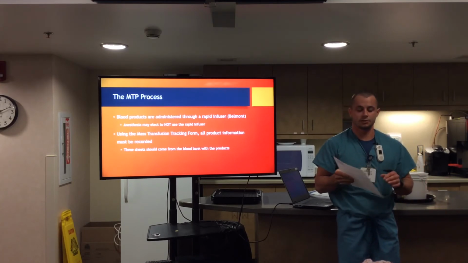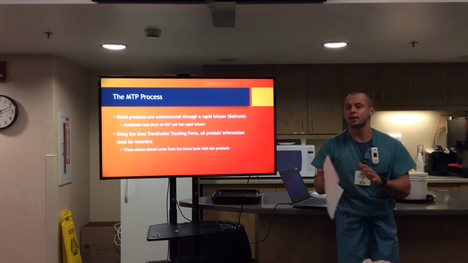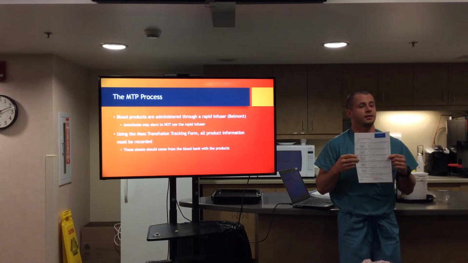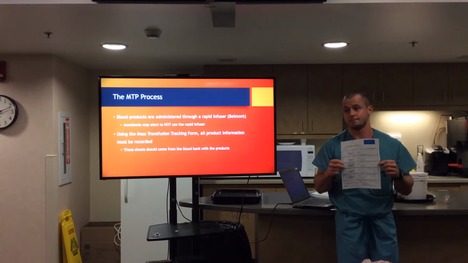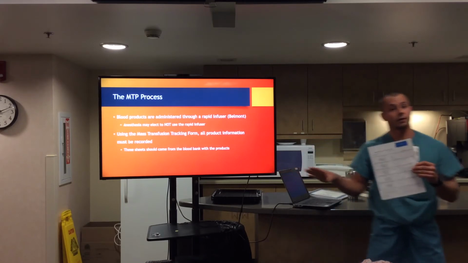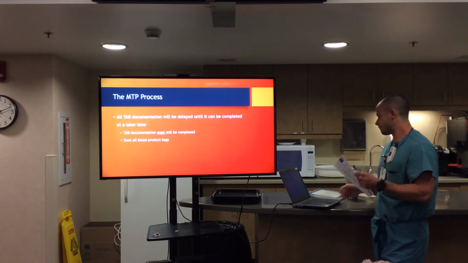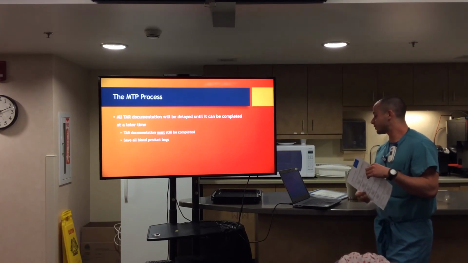This allows you to keep track of your blood product numbers, the time you administered, and vital signs, because all of that still has to be charted in Meditech. In our TAR documentation, we still have to chart all of that. It's not going to be done until later. So this helps you keep track of all of it. All TAR documentation will be delayed until it can be completed at a later time.